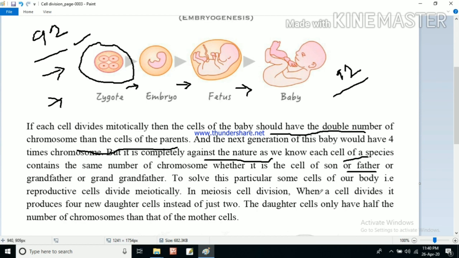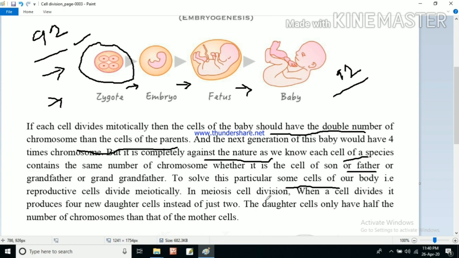To solve this particular issue, some cells of our body, that is reproductive cells or germ cells, divide in another way, that is meiosis. So some cells divide meiotically, or some cells undergo meiosis.